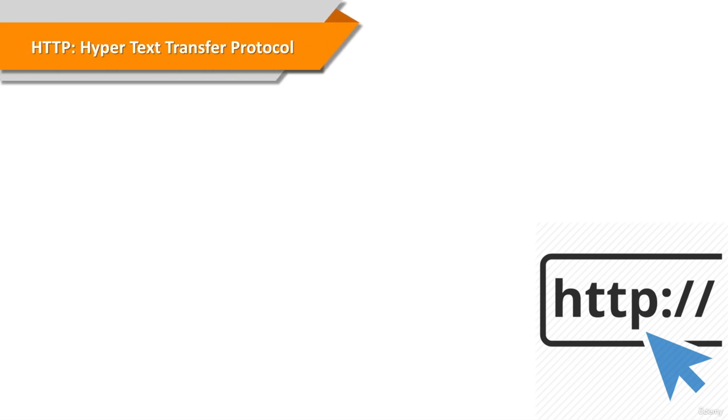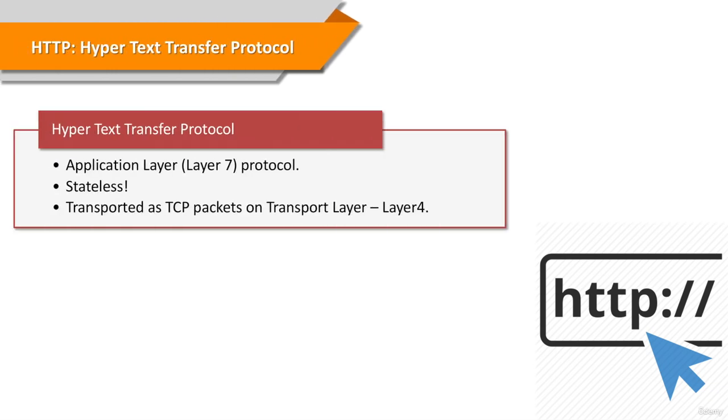Hypertext Transfer Protocol, HTTP, is an application protocol. Hypertext is basically structured text that uses logical links between nodes containing text. And HTTP is the protocol to exchange or transfer hypertext.